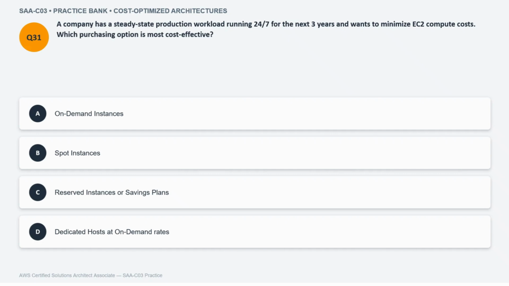So the answer will be reserved instance, because here we are asking for the next 3 years time period and we have one particular time period, so we can go with the reserved instance, because reserved instance is for predictable or long running workloads, and it offers significant discounts over on-demand pricing in exchange for the term commitment.